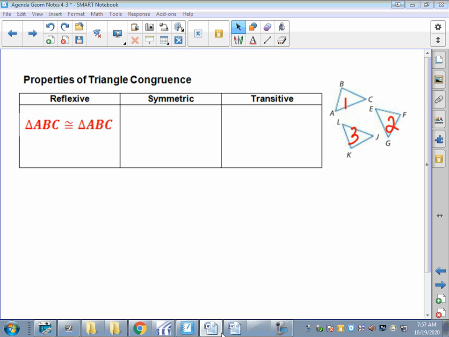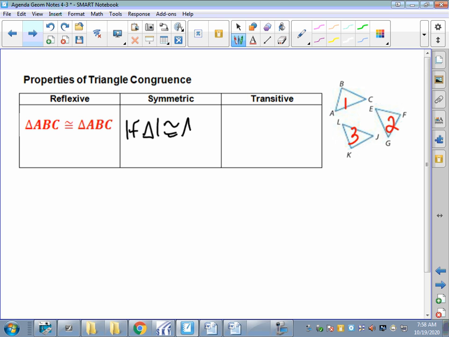Symmetric property, we use this all the time in algebra. Symmetric property says if I say that triangle 1 is congruent to triangle 2, then triangle 2 is congruent to triangle 1.